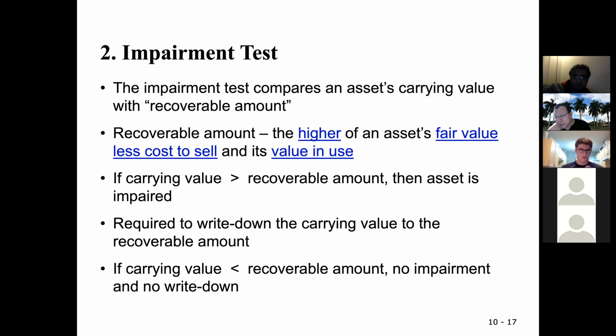If your net book value is higher than recoverable, then the asset is impaired. You have to write it down. Okay. If the carrying value is less than recoverable amount, there's no impairment. There's no requirement for write down. Does this make sense?